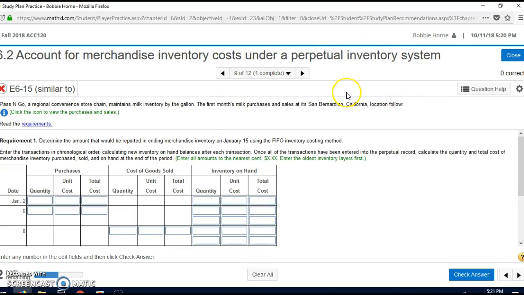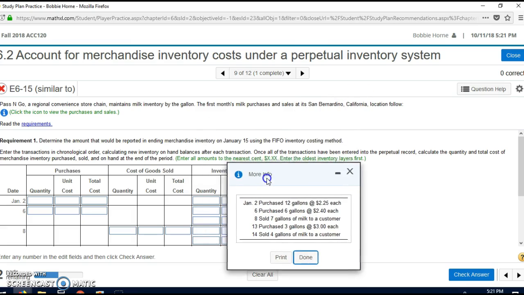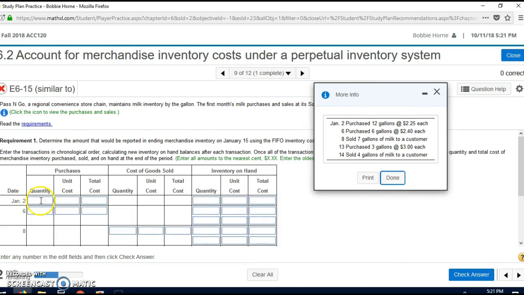Okay, I'm going to do a video on FIFO, LIFO, and weighted average. So here is the information, and first we're going to do FIFO, first in, first out.